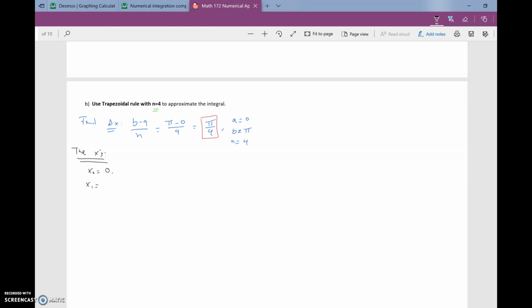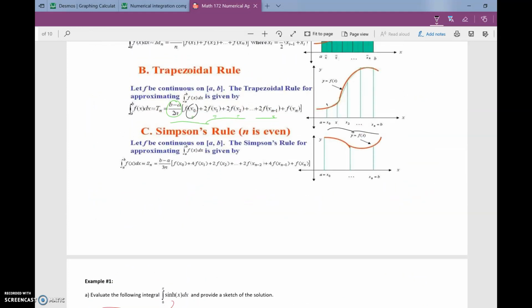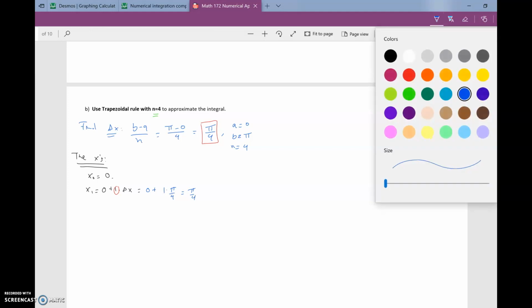Now x of 1, and every one of the following x's, is going to have the following formula. And this is so that the x's are spaced out evenly. And I'm talking about these spaces. So we follow the following formula: technically 0, which is x of 0, plus 1 times delta x. This is a formula that we're going to be applying to each one of the x's. So in this case, let me just evaluate. This is 0 plus 1 times pi over 4, or the value of pi over 4 for x of 1.